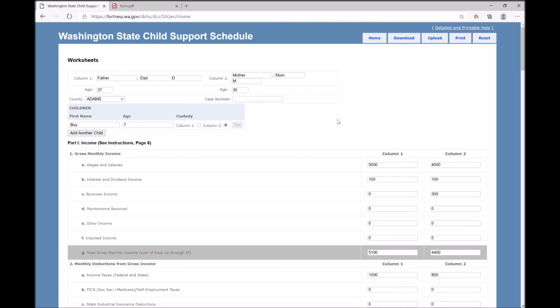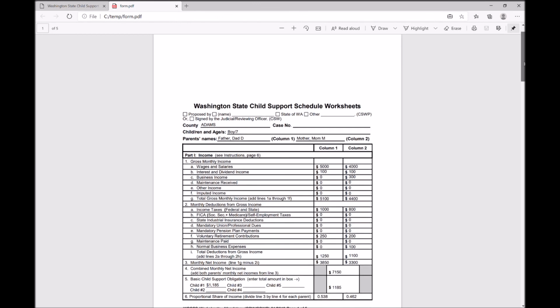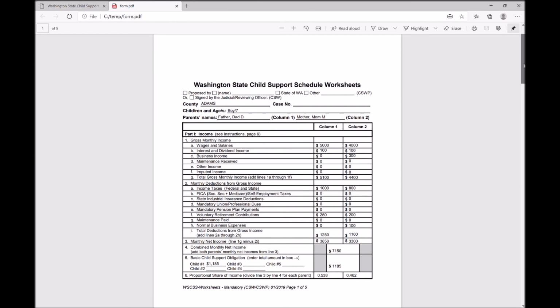Once all this information has been filled in, there is a print button here. What the print button does is put all this into a PDF that can be submitted, and let me show you that PDF. So as you can see, this produced a very nice PDF here. Parents' names: Dad the father, Mom the mother, and the boy is 7 years old. This is Adams County, and this is proposed by, which means that if you are proposing this, if you fill this out, you put your name. If your ex is proposing, then he or she puts their name.